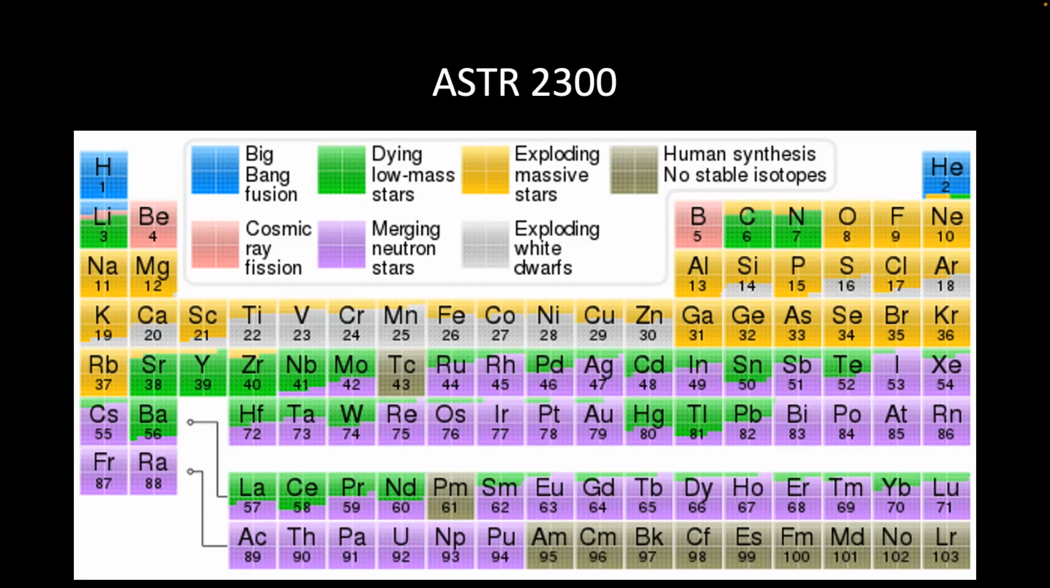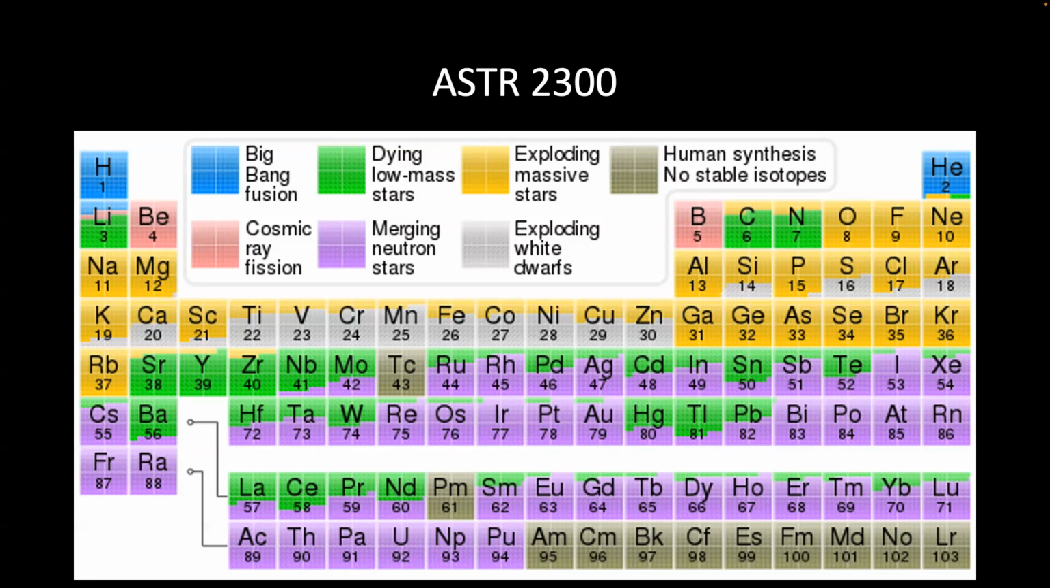Okay. And we are made of what? Carbon. So carbon is mostly made in dying low mass stars and exploding massive stars. Cool. Nitrogen. Both of those. Oxygen only made in exploding massive stars. Huh. Okay. Cool. Love that.